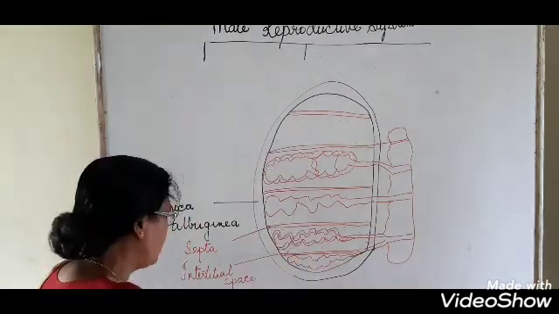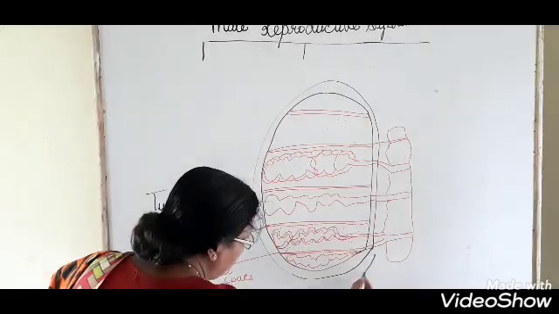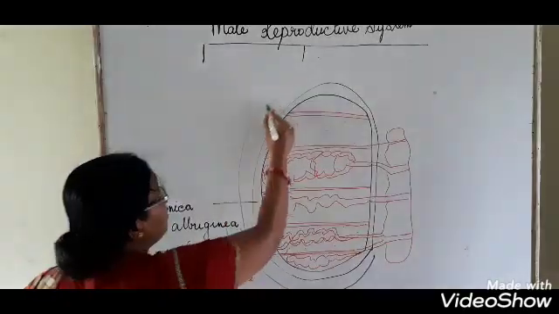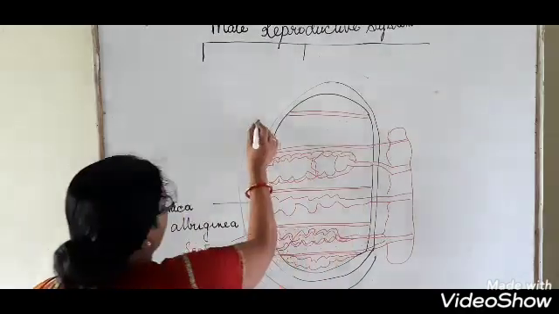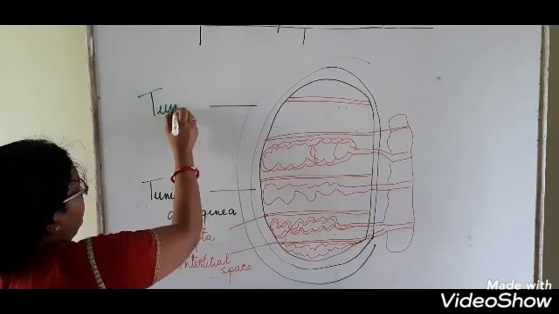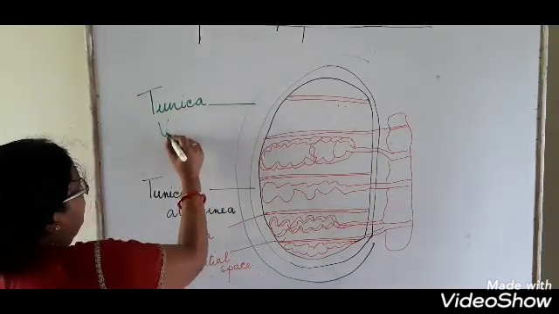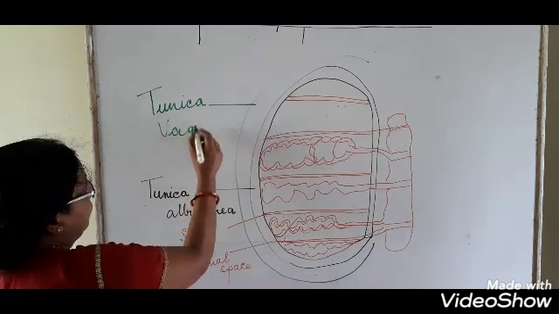There is one outermost covering of the testes, known as tunica vaginalis.